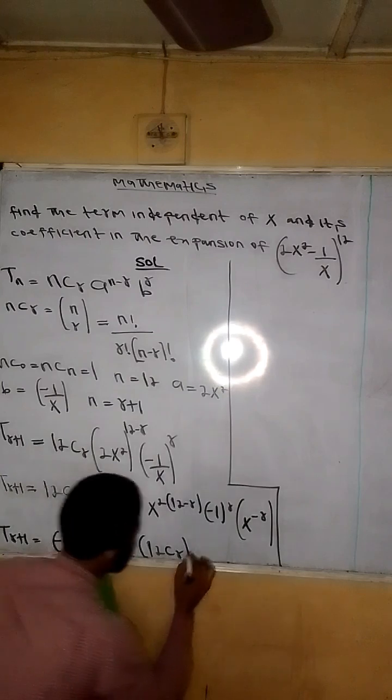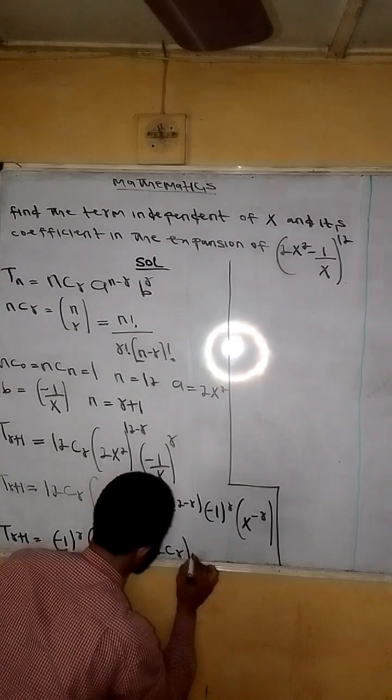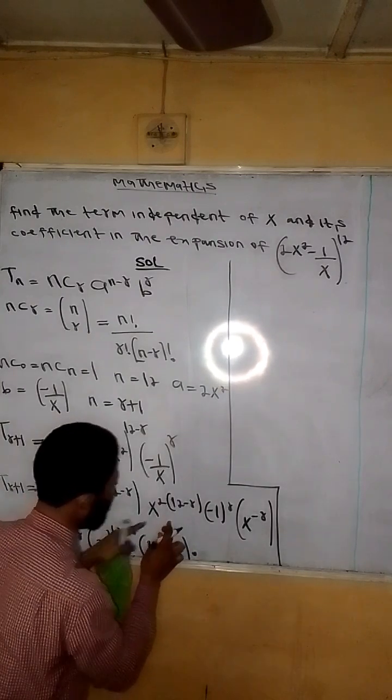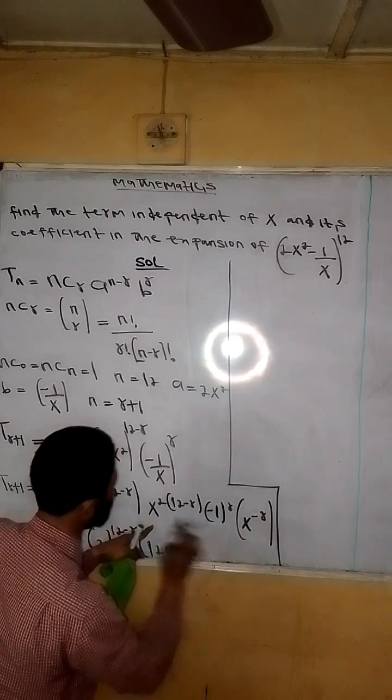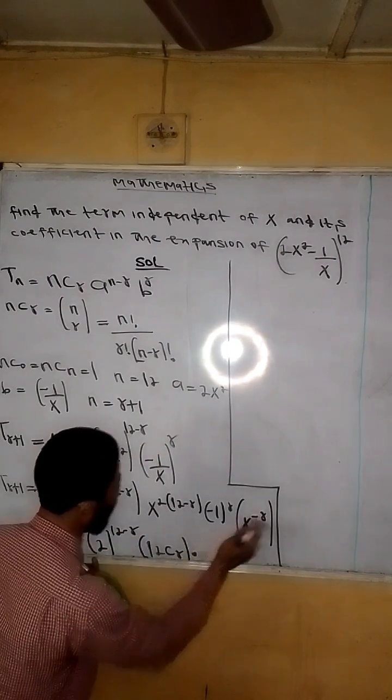combination r, times, sorry, this s and this s. Remember that s is what we are interested in getting. So all we need to do is, these two s, they are multiplying each other, and they have powers.